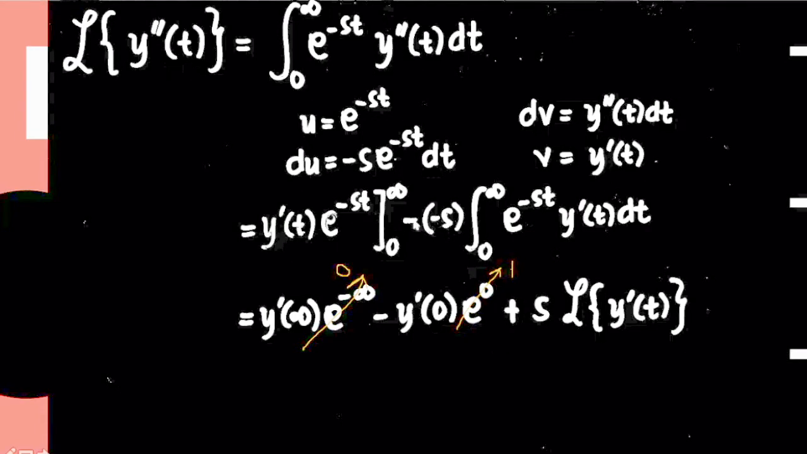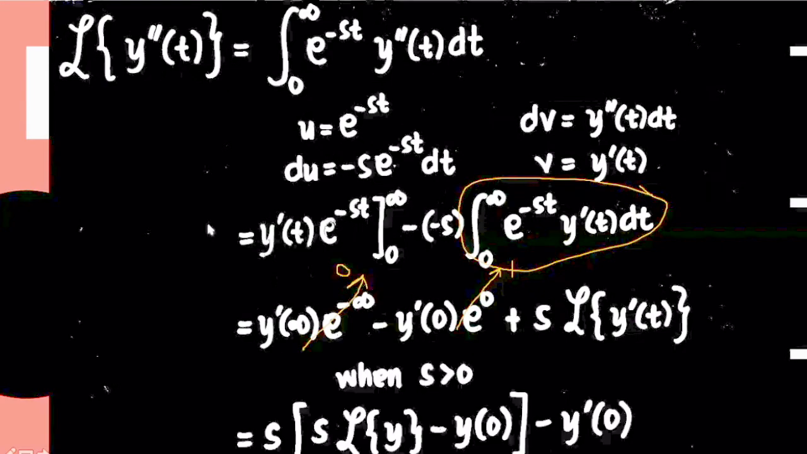Minus s times negative, so we have positive s, and this is the definition of Laplace. Given a function y prime of t, you can write this into this form. So positive s times Laplace of y prime of t. Okay, now when s is greater than 0, or basically s is positive, so we now have s, remember this, the Laplace of the first derivative of y.